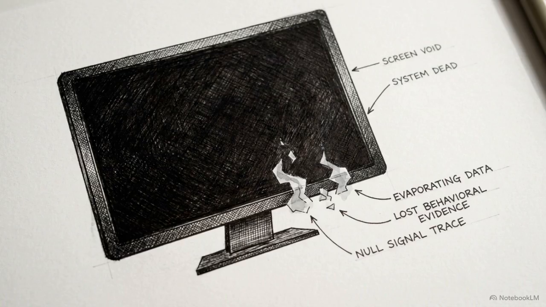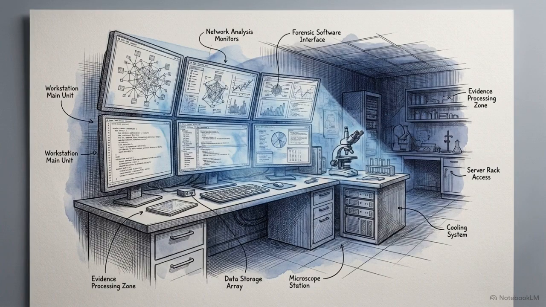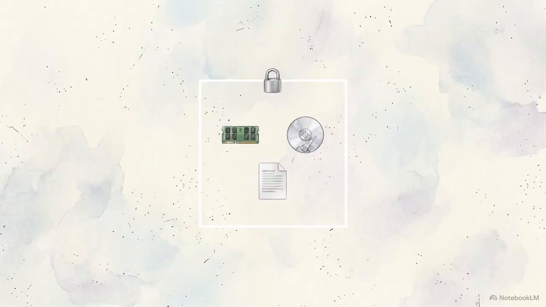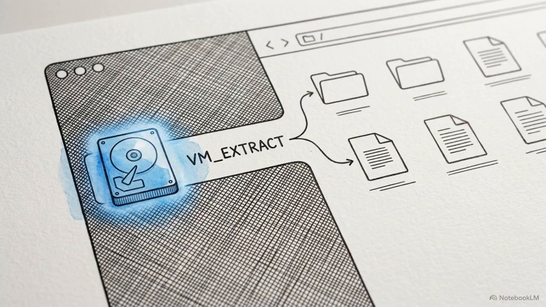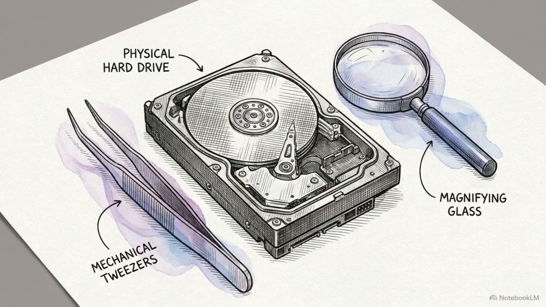Back at the investigator's secure forensic workstation, the extracted components, the .vmem RAM file, the .vmdk disk file, and the network logs, are now safely gathered. From here, there are two primary methods for analysis. The first involves mounting the extracted virtual machine as a static external drive, using tools like FTK Imager. This allows the VM to be examined using the same standard procedures applied to a physical hard drive.